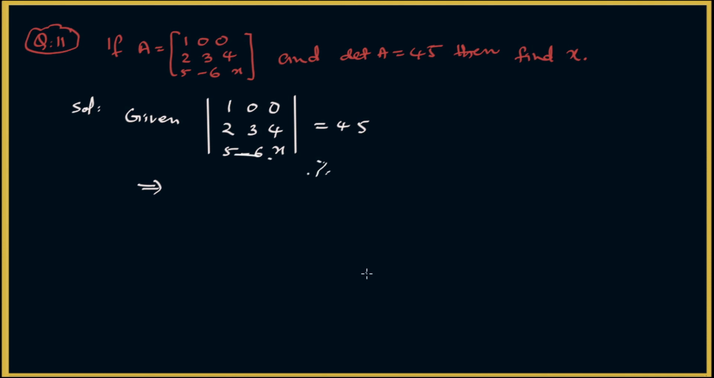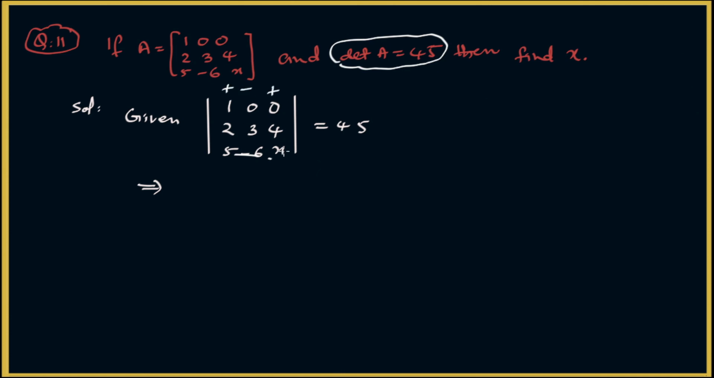Now the next question is question number 11. If A is given and the determinant of A is 45, then find the value of x. So here the determinant of the matrix is given as 45, and we have to find the value of x. Okay, so the determinant is 45. So plus, minus, plus.